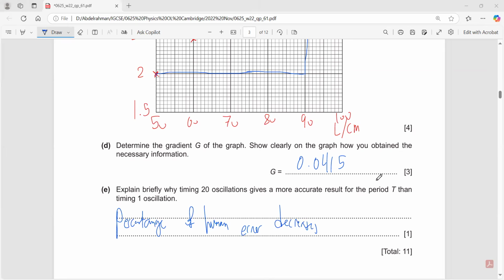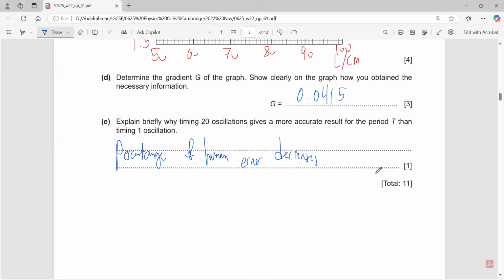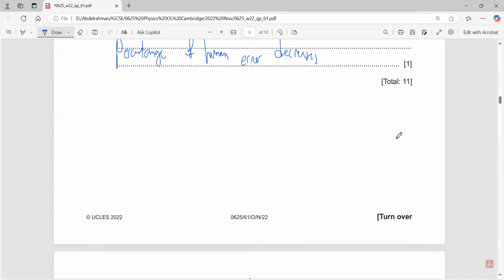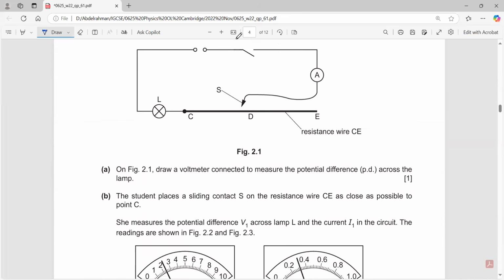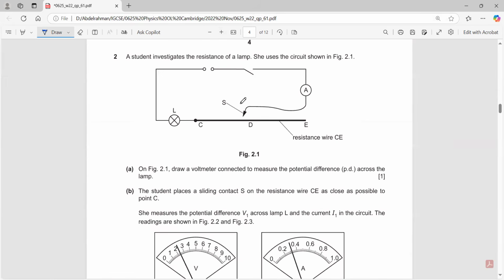The human error is always around 0.5 seconds, so it's almost always constant. So you can't decrease the actual human error, but you can decrease the percentage of this human error by kind of diluting it when you increase the number of oscillations.